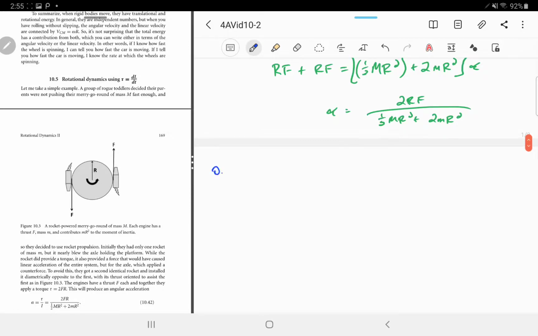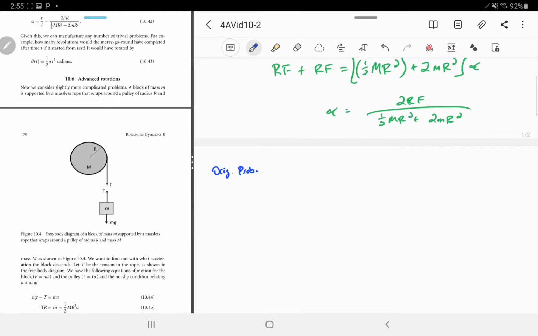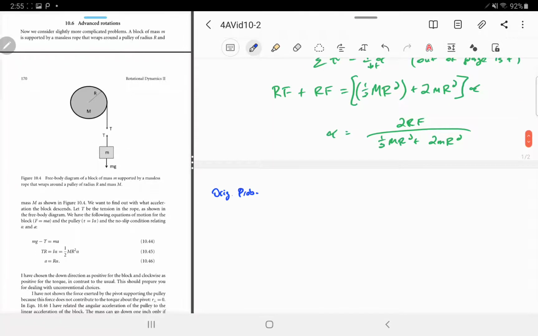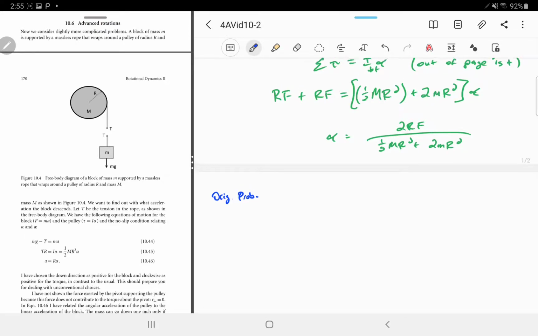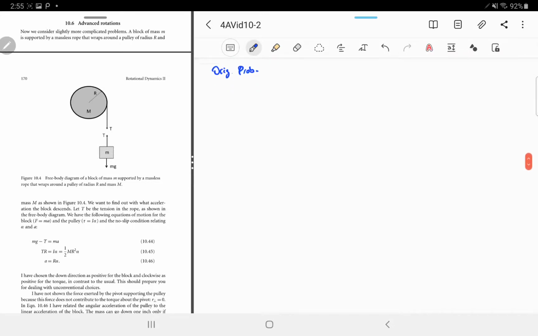So for our original problem, I'm going to do this example problem in lieu of 10.6. So you could take a look at that example problem first and then look at this video, or vice versa. It's up to you.